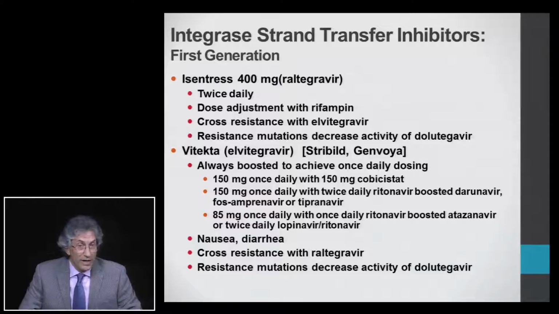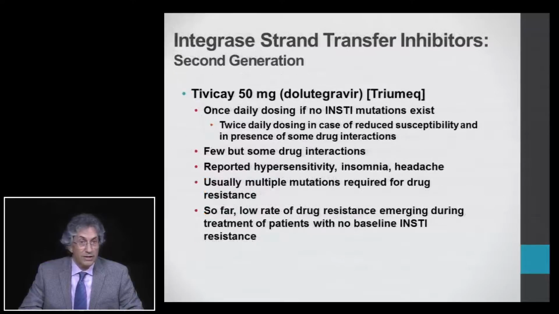As far as first-line regimens go, Vitecta elvitegravir only appears in the Stribild or Genvoya single-tablet regimens. There can be some nausea or diarrhea with this drug. It's cross-resistant with Isentress or raltegravir, as I just mentioned, and resistance mutations to either of these drugs can reduce the effectiveness of the second-generation integrase strand transfer inhibitor, which is Tivicay, or dolutegravir.